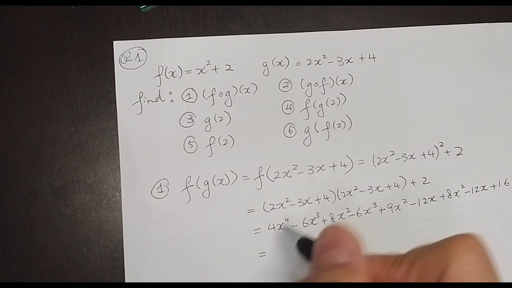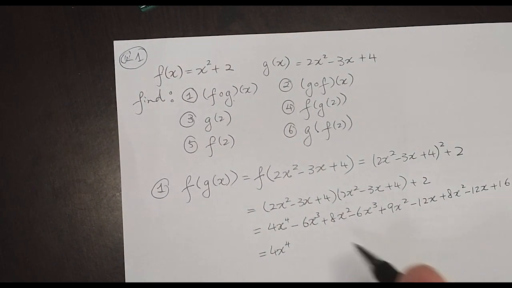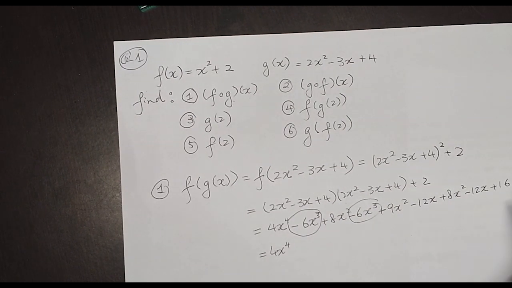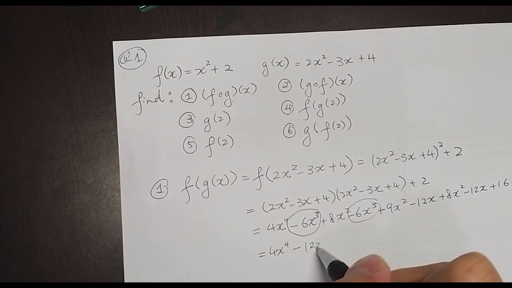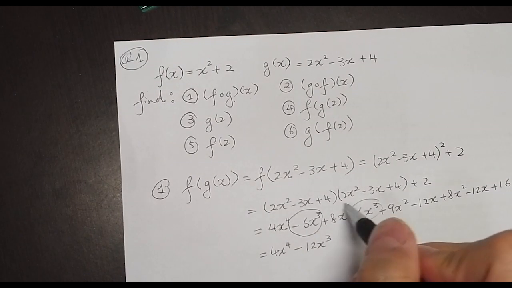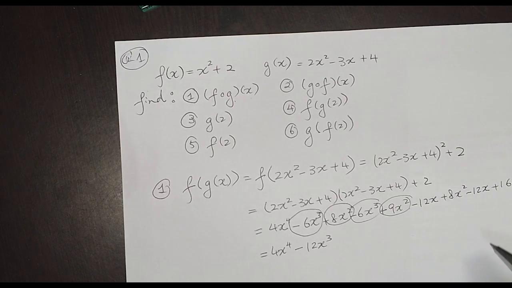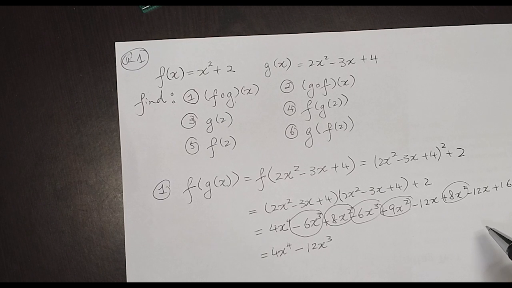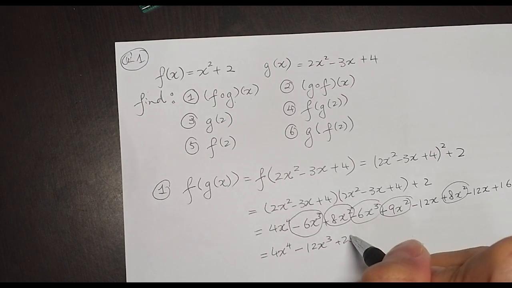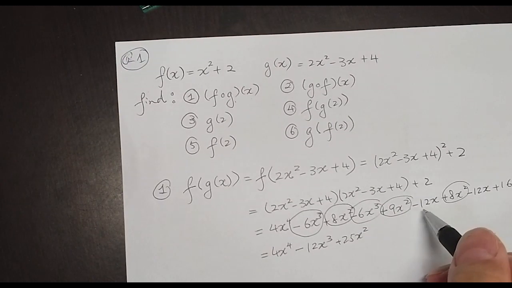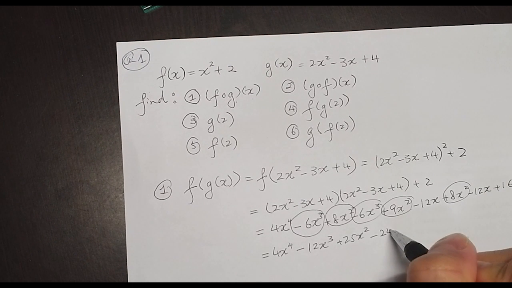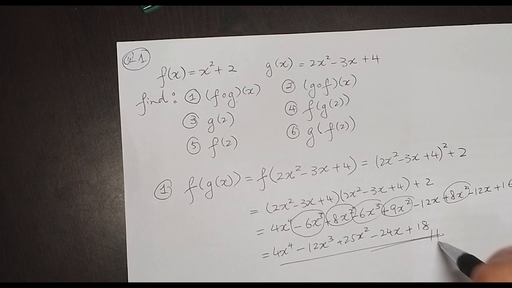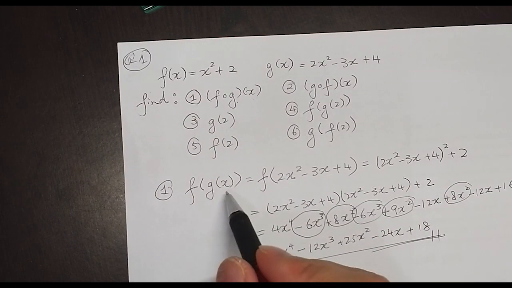And then we write 4x to the power of 4. We get the x cubed terms: minus 6x cubed, then minus 6x cubed again, minus 12x cubed. The x squared terms: 8x squared plus 9x squared is 17x squared, plus 8x squared, 25x squared. And then minus 12x minus 12x is minus 24x, and then plus 18. So this is the answer of the composite of f of g of x.